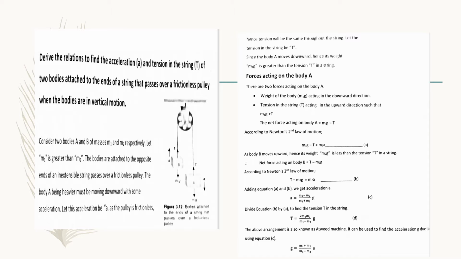Divide equation B by A to find the tension in the string. T is equal to 2m1m2 over m1 plus m2 multiplied with g. These are the formulas of acceleration and tension when both bodies are attached with the ends of a string that passes over a frictionless pulley. At the end, we find the gravitational acceleration that is equal to m1 plus m2 divided by m1 minus m2 multiplied with a.